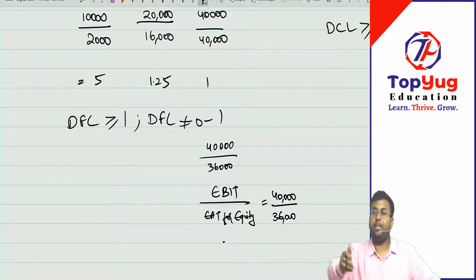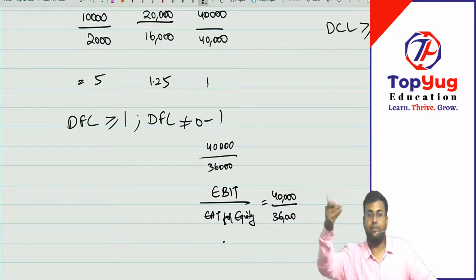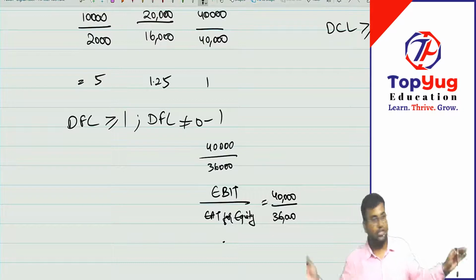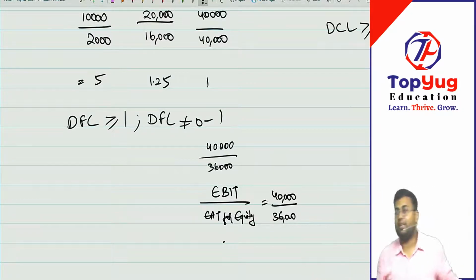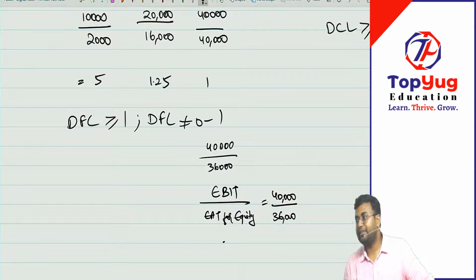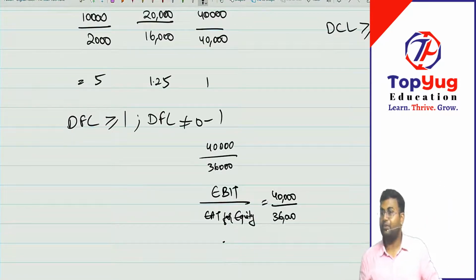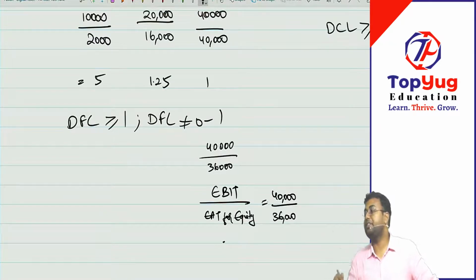Year 3, theoretically the DFL, that is degree of financial leverage, should be 1 because there is no interest cost, no preference cost. 0, 0. But mathematically it is not coming. Why is it not coming? Because of tax. Where did that 4,000 difference go?